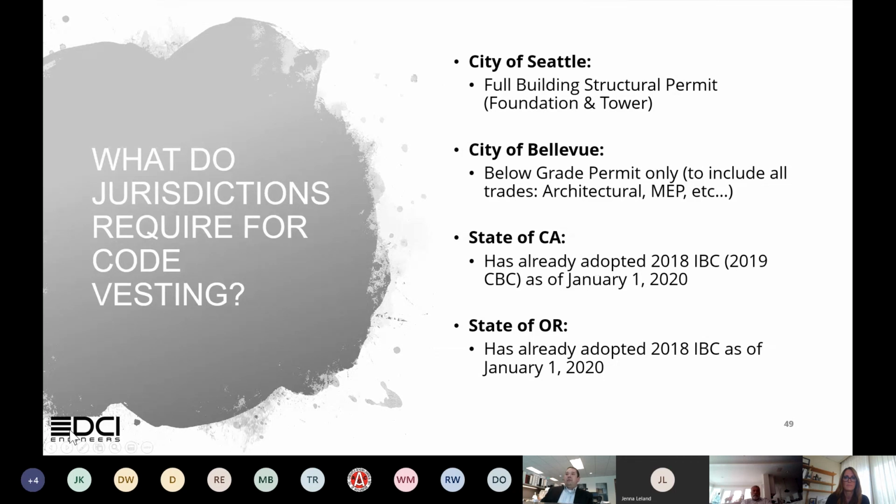State of Oregon and State of California have already adopted the 2018 version of the IBC, so any projects in those locations should already be looking at that version of the code.